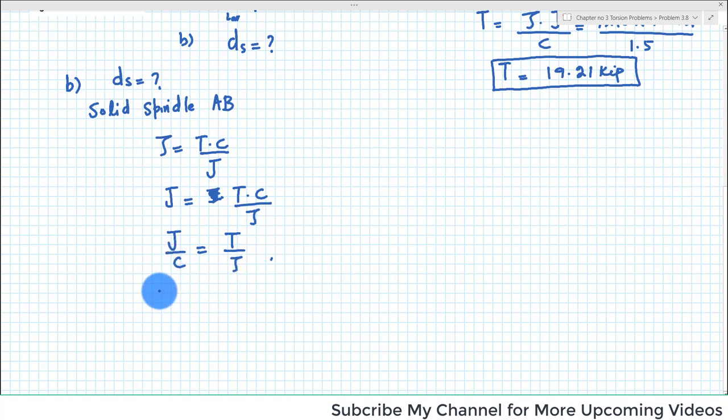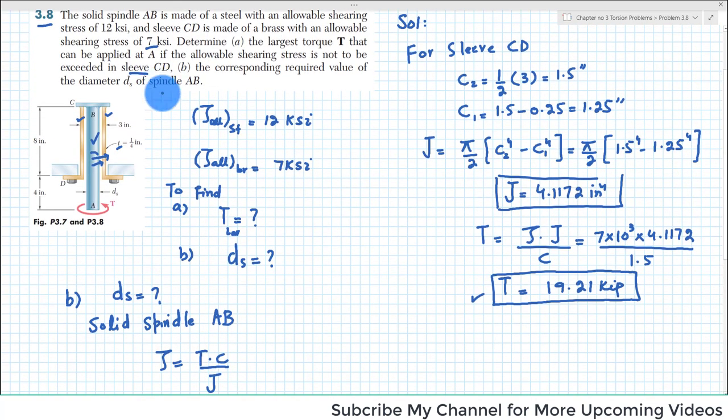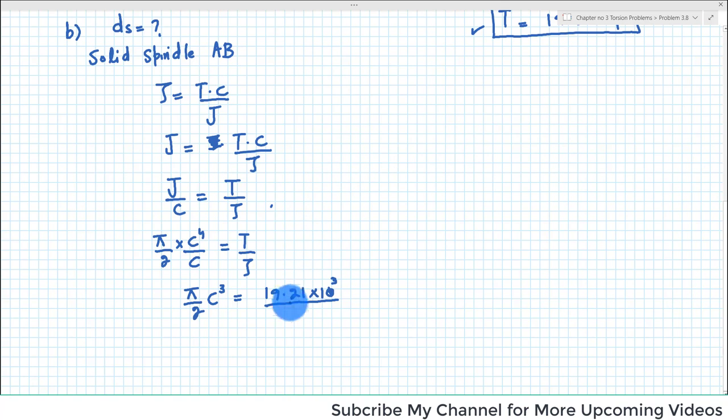Also we know that J is equal to pi by 2 into C^4, so J over C is equal to torque over shear stress. So this will be equal to pi by 2 C cubed. We have the torque value, which is 19.21 into 10^3, that we have calculated as the maximum torque that can be applied, divided by the maximum shear stress in the solid spindle. And the maximum shear stress in the solid spindle is given as 12 KSI, clear? It is mentioned over here. So this is 12 KSI. So we will put the value here, that is 12 into 10^3.